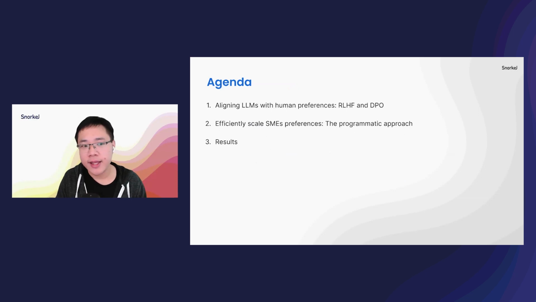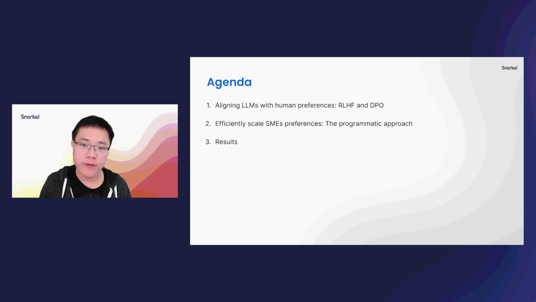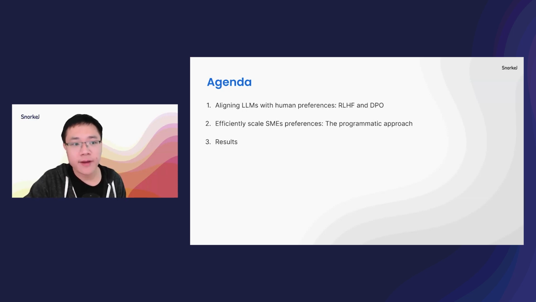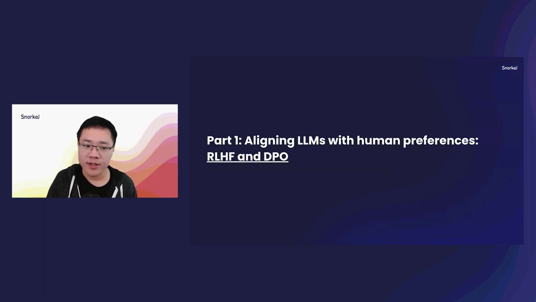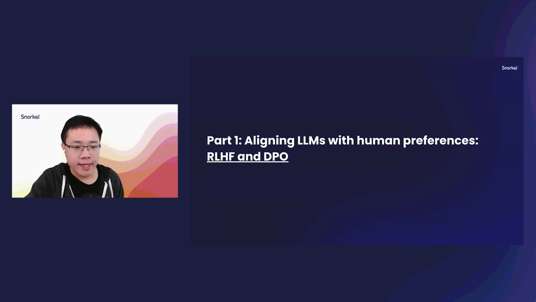So the agenda today: first, I'll be talking about alignment techniques, as I mentioned before, RLHF and DPO. I also will mention efficiently scaling SME preferences using a programmatic approach, and finally discussing some results that we have. So part one, aligning language models with human preferences. These are the two techniques.